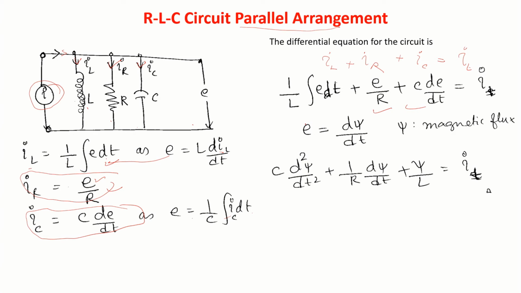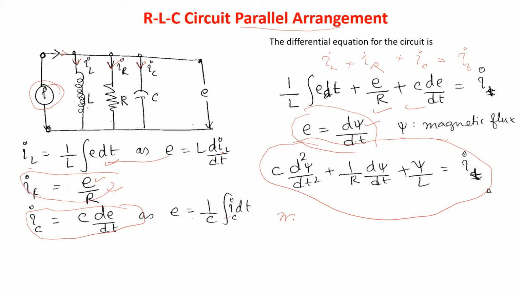But what is E? E is nothing but the rate of change of magnetic flux, d phi by dt. You can say d psi by dt, where psi is magnetic flux. So substitute d psi by dt here, and you will get an equation like this. This is also a second order differential equation.